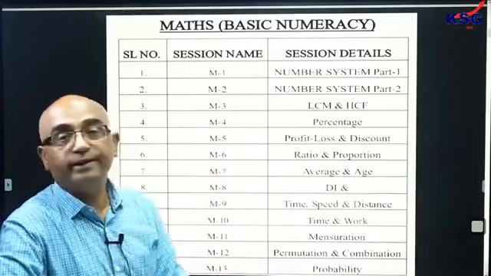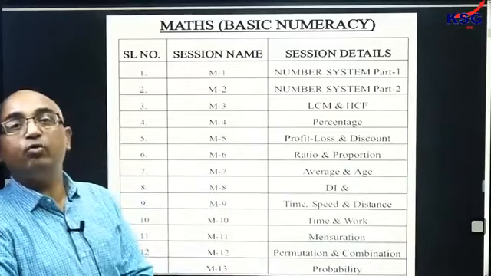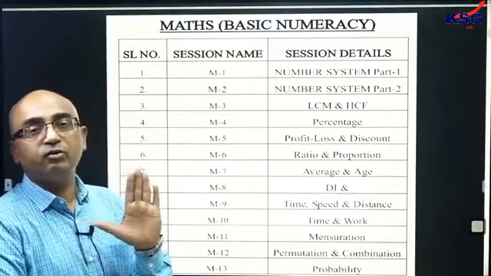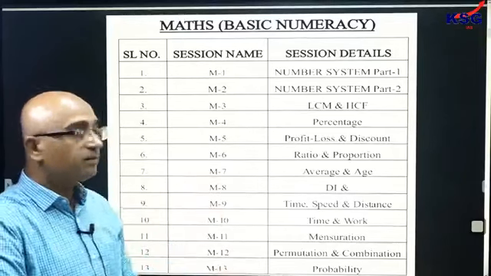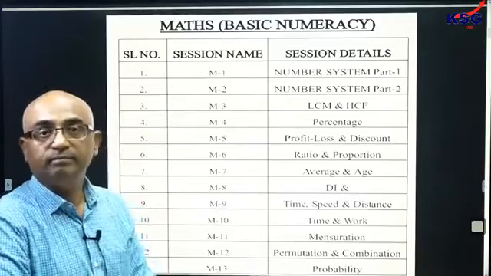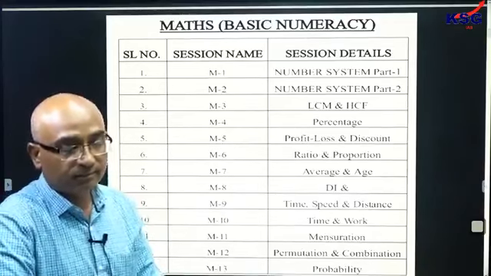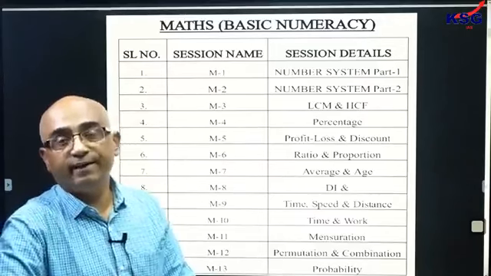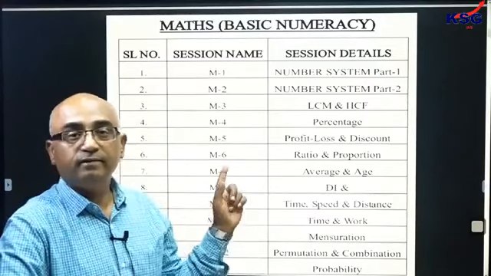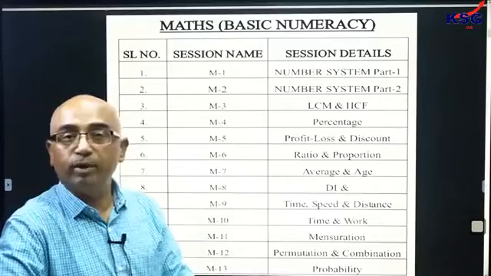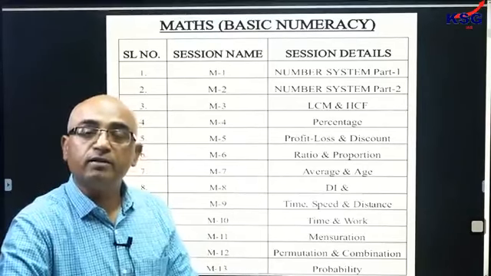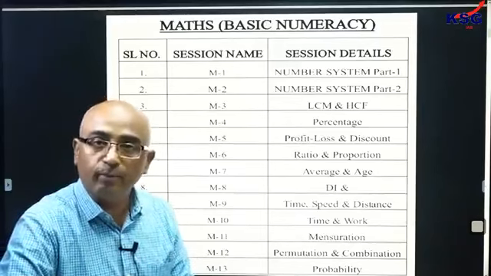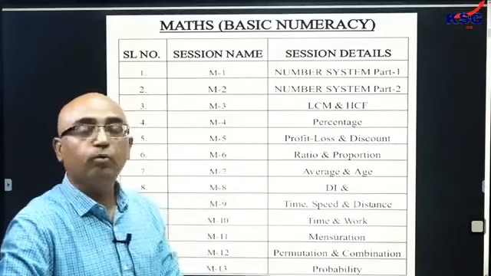These are the 13 chapters which we need to prepare. 99% of questions over the last 12 years come from these 13 chapters only: number system, LCM and HCF, percentage. So these 13 chapters we will prepare. Just after 4 o'clock, you will get the PDF of both the exercises.